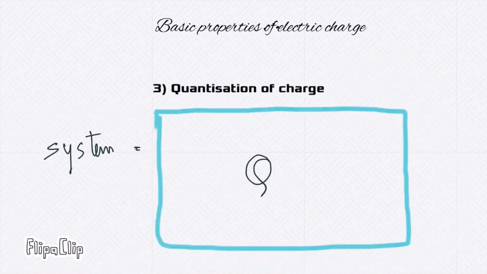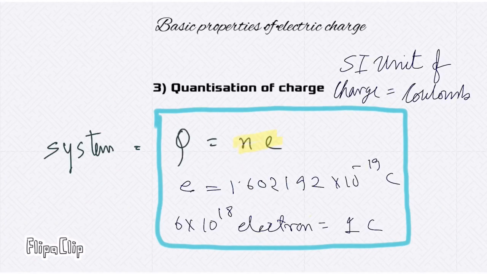Now let's come to the third basic property of electric charge. This is quantization of charge. The whole system has a charge capital Q, but this capital Q can be divided into single amounts of charge. Let's consider that the single amount of charge is e, and for this system there are n number of e's, and combining those n e's, we get the total charge Q. Here e is the charge of an electron, which is given by this value: 1.602192 times 10 to the power minus 19 coulomb.